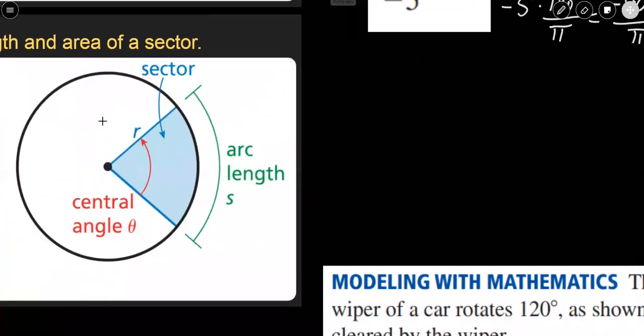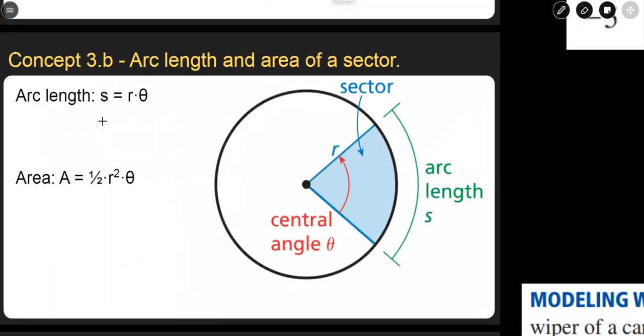All right. And then the last thing we went over in this section was arc length and the area of a sector. So arc length is basically just a portion of a circumference, and the sector area is a portion of the area of a circle. The easiest way to think about this is to think about pizza. If I've got a slice of pizza and I want to figure out how much pizza I've got, I can calculate the area of that slice of pizza.